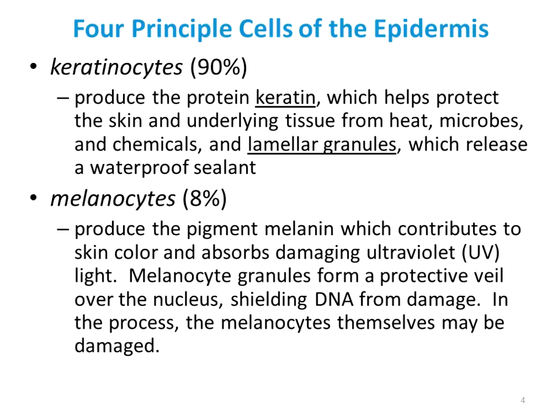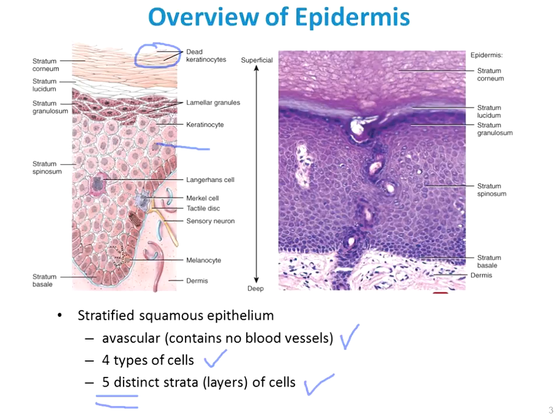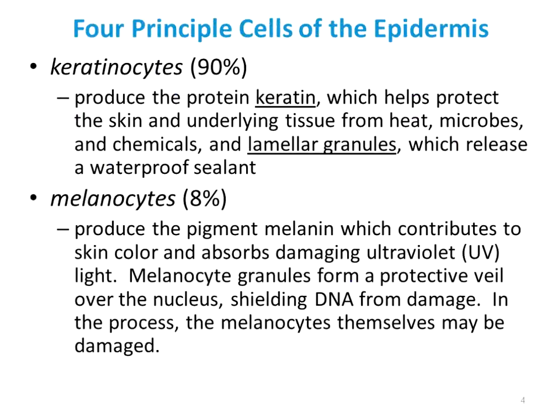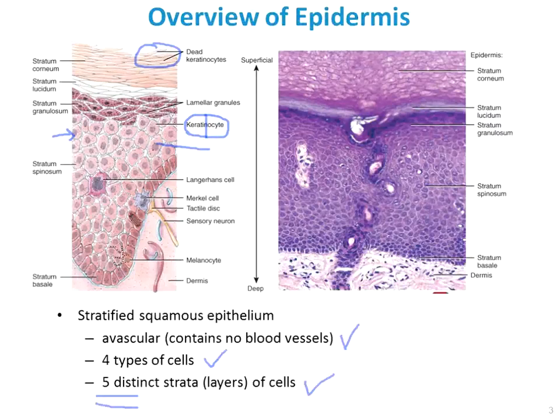Okay, so the cells in the epidermis, the predominant ones, 90% of these cells are keratinocytes, and that's going to help you remember they've got keratin. So keratinocytes are 90% of your cells, and here they are all over the place. So what's really important about keratin is it helps protect your skin and the underlying tissue from heat, microbes, and chemicals. So keratin is very protective. And the keratinocytes also have lamellar granules, which release a waterproof sealant in the outer layers of the skin. So when we thought about our little raincoat, you can think, keratinocytes have lamellar granules that helps the epidermis act like a raincoat.